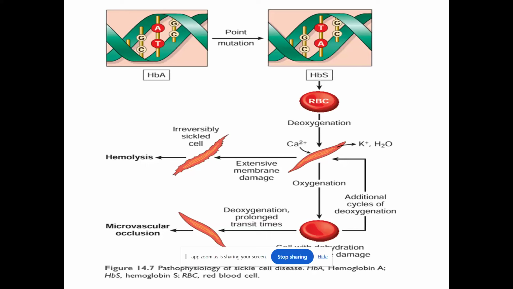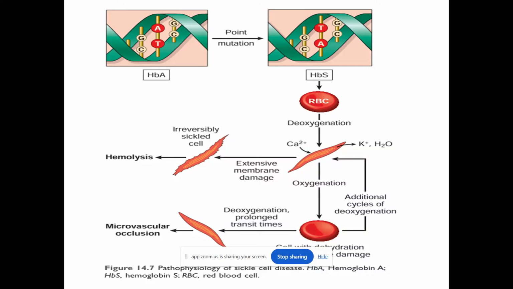So this picture shows the normal hemoglobin A, which contains the amino acid glutamic acid. Due to the point mutation, the amino acid changes to valine. So it produces hemoglobin S. When there is deoxygenation, this hemoglobin S will undergo polymerization, and due to the polymerization, they produce linear rod-like structures.